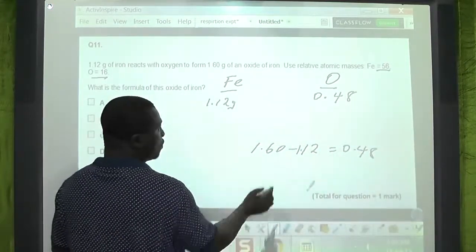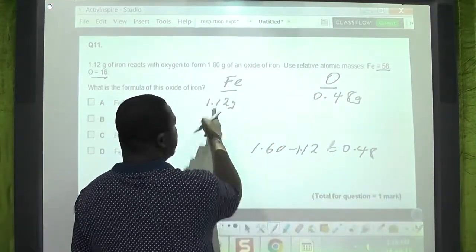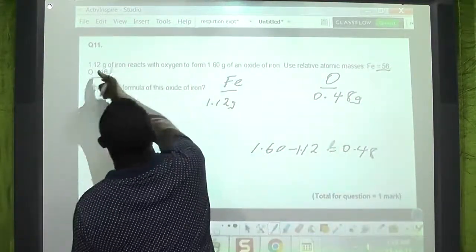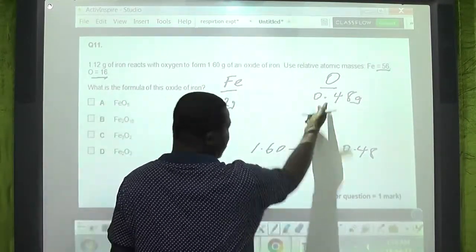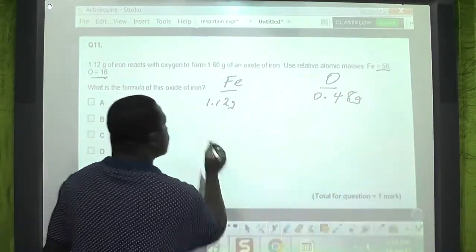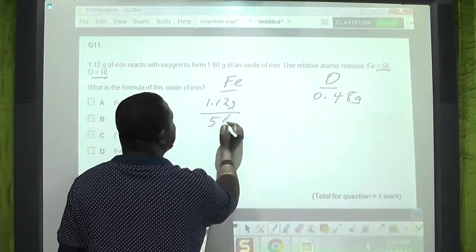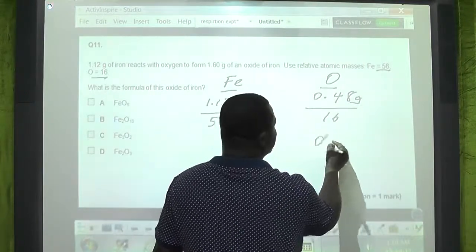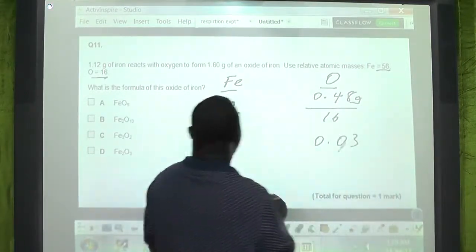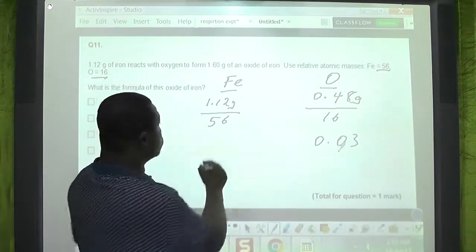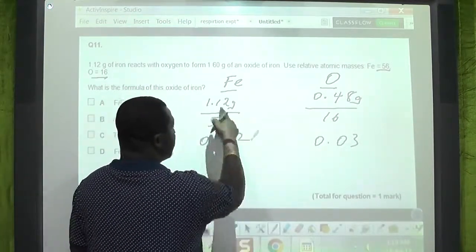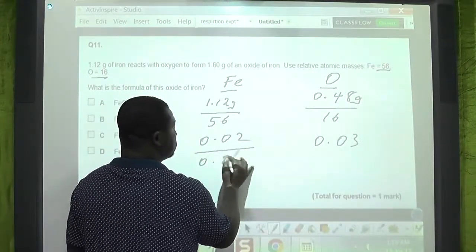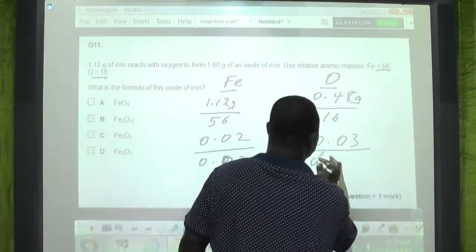So we got what we are looking for, grams of oxygen. Because this is the oxide, when you subtract the amount of iron from the amount of the oxide, we get the mass of oxygen which reacted. Don't forget that. Now we divide this one by 56, and this one by 16. Divide by 16, we get 0.03 here, and this one we get 0.02 here.